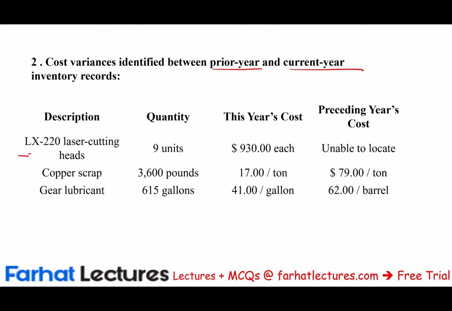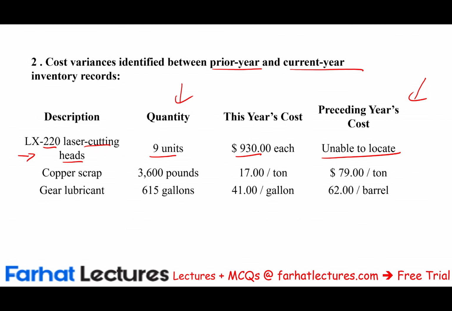Let's take a look at the LX220 laser cutting heads. We have 9 units. This year's cost is $930. The preceding year cost is unable to locate. So, unable to locate, it means what? It means it's not given to us. As an auditor, what should you do?